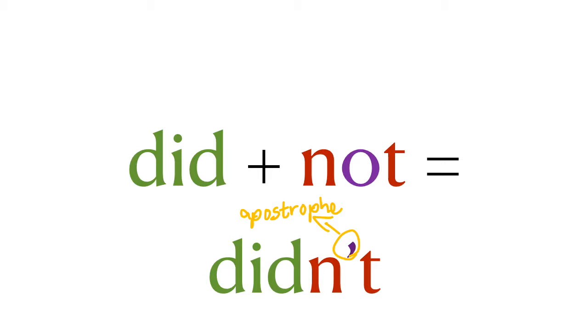When I put them together to create the word didn't, what I'm doing is I'm keeping the first word, did, and I'm taking the second word, and I'm taking out the letter O. I'm removing the vowel, but I'm replacing it with something called an apostrophe. An apostrophe is kind of like a comma, but it hangs in the air. So when I take did and I take not and I put them together, I take out the O, replace it with an apostrophe, and put them both together to create the word didn't.